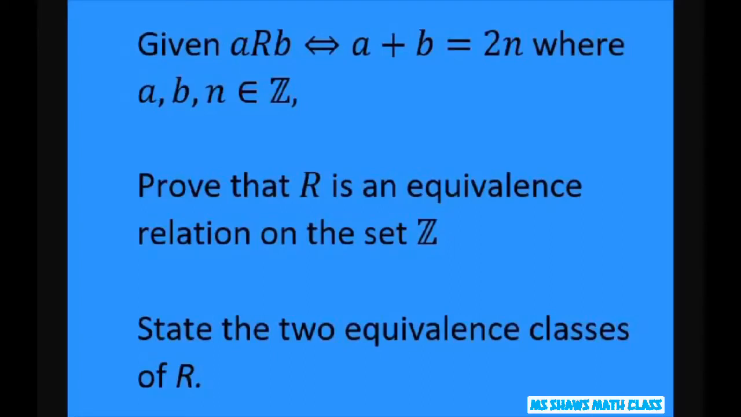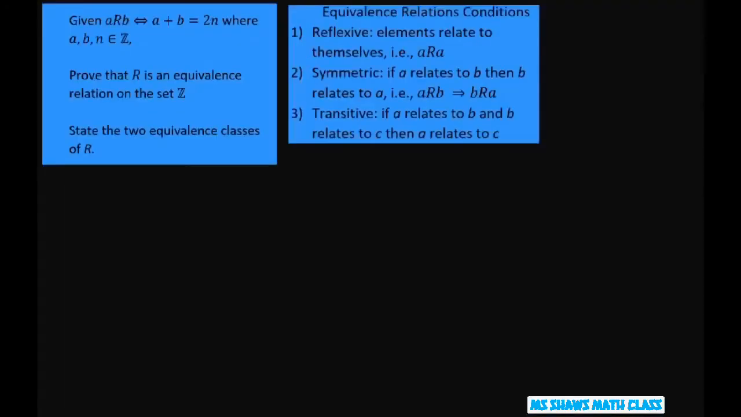Hi everyone. Given A is related to B if and only if A plus B equals 2n, where A, B, and n are integers, we're going to prove that R is an equivalence relation on the set Z, on the integers. And we have two equivalence classes. So we're going to prove it's an equivalence relation by doing reflexive, symmetric, and transitive.